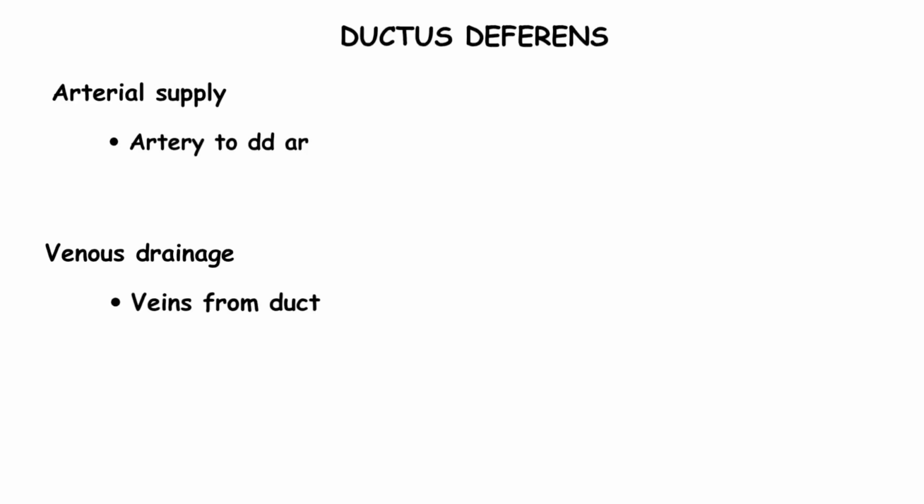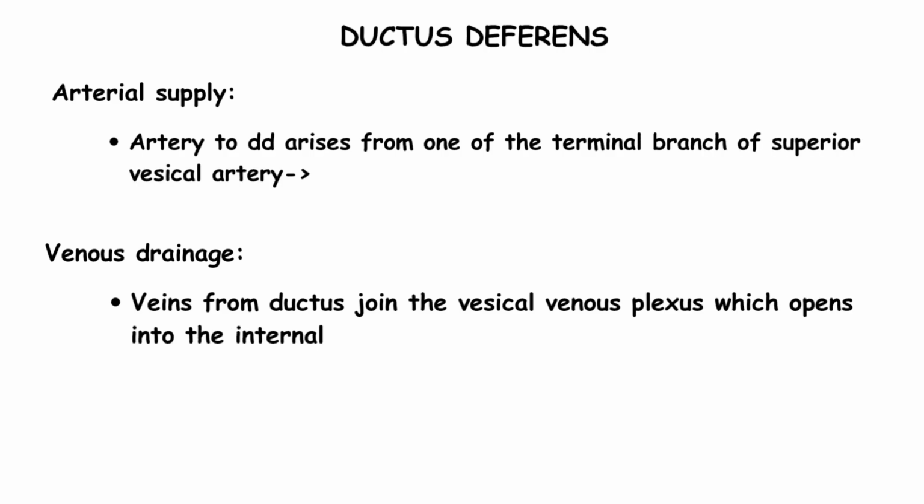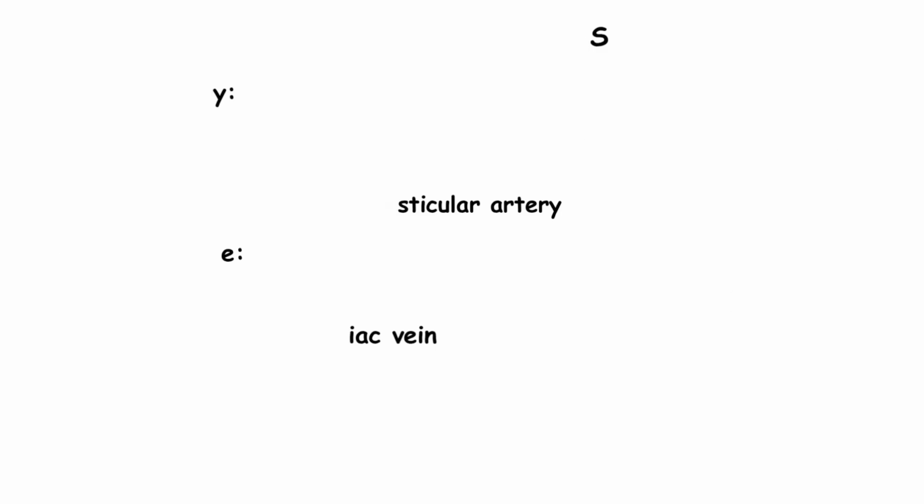Blood supply of the ductus deferens. Arterial supply: the artery to the ductus deferens arises from one of the terminal branches of the superior vesical artery, which accompanies the ductus to the testis, where it anastomoses with the testicular artery. Venous drainage: veins from the ductus join the vesical venous plexus which opens into the internal iliac veins.